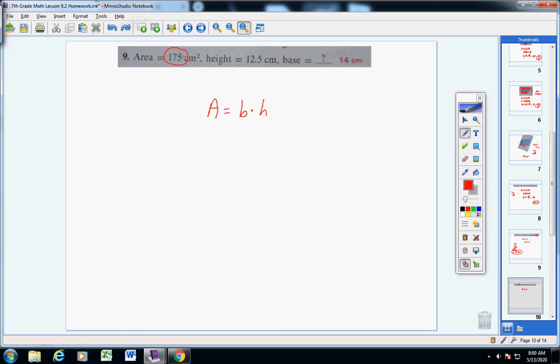For area, just put 175. For base, that's your unknown, so we'll just put a B. And for your height, put 12.5, right? And now we all know by now, 7th graders, that B times 12.5 is the same thing as 12.5B. And now, let's divide both sides by 12.5. Okay, see how we did that? Just a good old equation. These cancel. You're left with B.